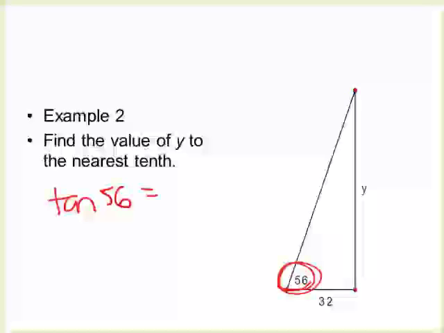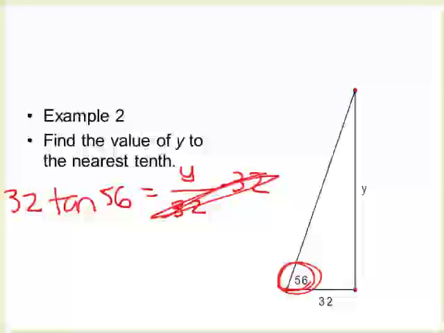Equals, what's opposite of the 56? y. And what's next to the 56? 32. Now we want to solve for y. So we have to get y all alone. What's being done to y? It's being divided. So how do I undo division? Multiply. So we're going to multiply both sides by 32. Then we're going to type this in our calculator. So take out your calculator.